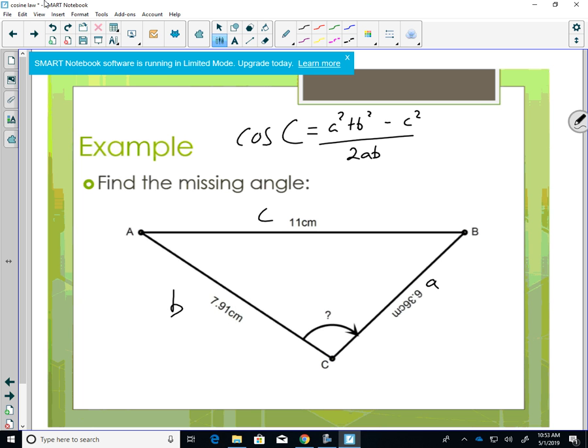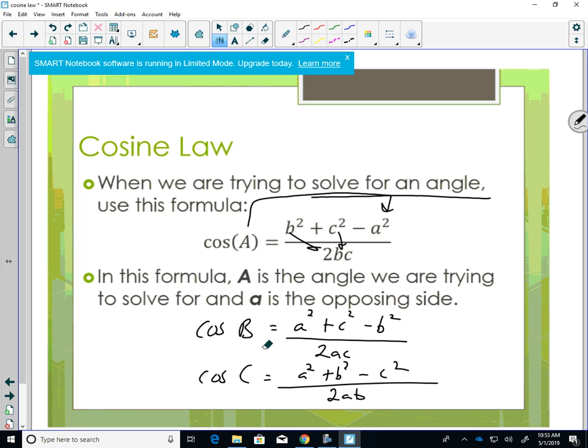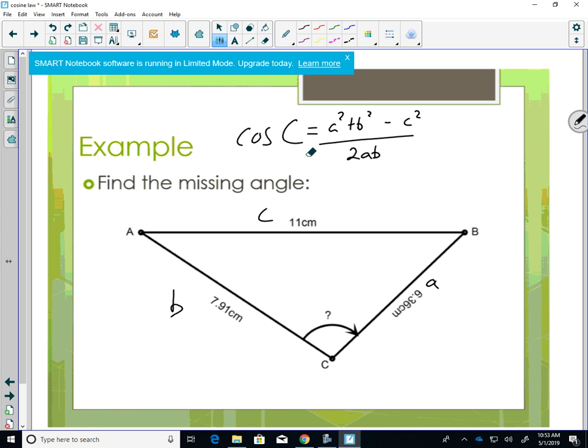Right? Here it is. We wrote it down. Cosine C equals a squared plus b squared minus c squared, all over 2ab. That's why I suggested you write those down.